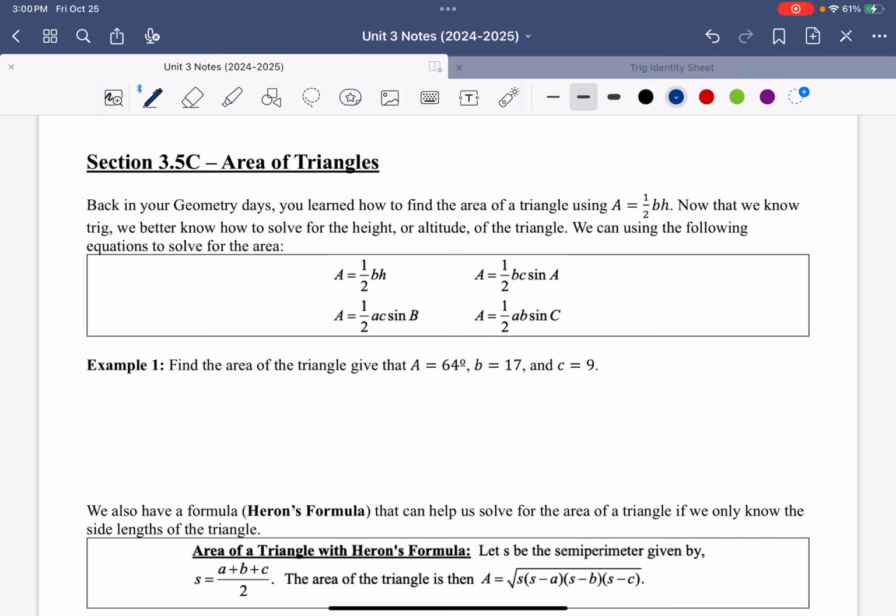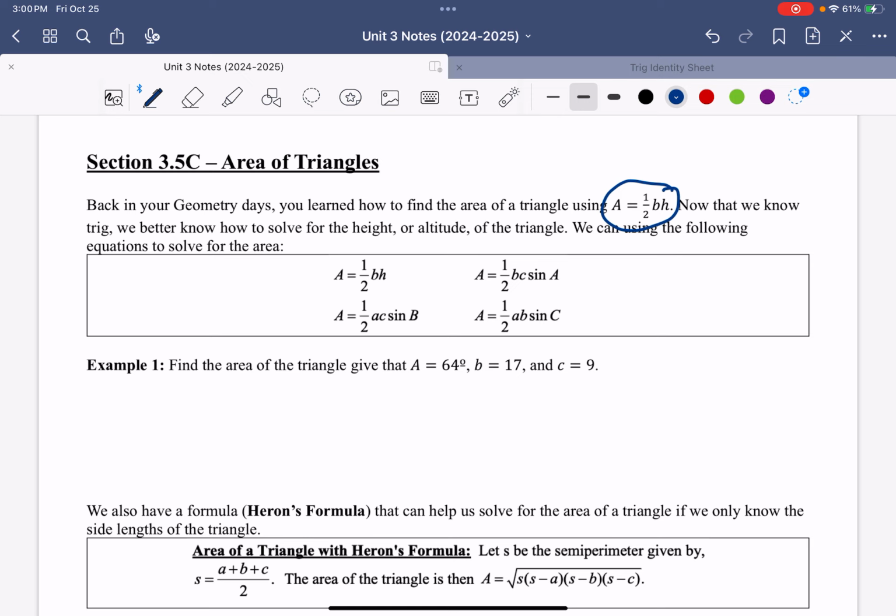Hey everyone, in this video we're going to talk about section 3.5c, which is about area of triangles. This is going to wrap up unit 3 by giving us some additional tools to be able to find unknowns within triangles. So, back in your geometry days, you learned how to find the area of a triangle using 1/2 base times height. Now that we know trig, we better know how to solve for the height, or the altitude, of the triangle.